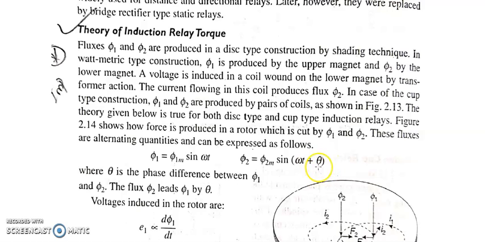Now coming to this plus theta: theta is nothing but the phase difference between the two fluxes. Like I told you in the earlier class, there should be a phase difference between those two fluxes, irrespective of their magnitudes. Always there should be a phase difference, only then is a rotating torque produced, and thus your disc or cup rotates. Here the alternating flux phi2 will lead phi1 by theta, so plus theta is put into the flux phi2.